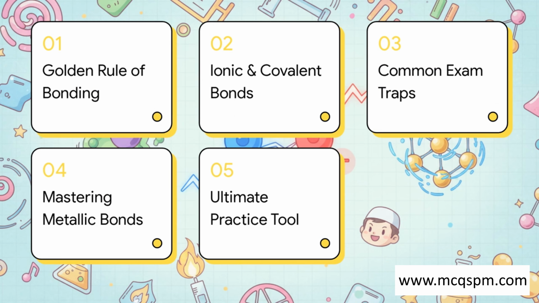So, here's our game plan for today. We'll start with the golden rule of why atoms bond in the first place. Then we'll decode the two big ones, ionic and covalent bonds. After that, and this is super important, we'll look at the common exam traps that catch so many students out. We'll finish up by mastering metallic bonds, and then I'll point you to the best place to practice. Sound good? Let's do this.